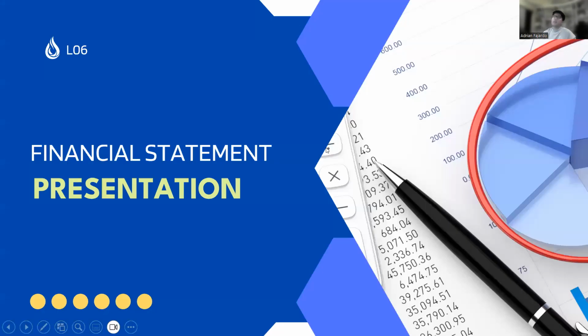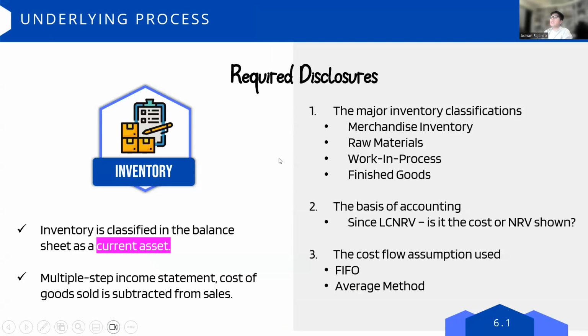So, with that said, we're done with all the subtopics. The last is financial statement presentation. Just know that inventory is classified as current asset in that you have major inventory classifications, which is merchandise inventory, raw materials, work in process, finished goods. Basis of accounting, and then the cost flow assumption. Yun yung kailangan mong i-disclose.